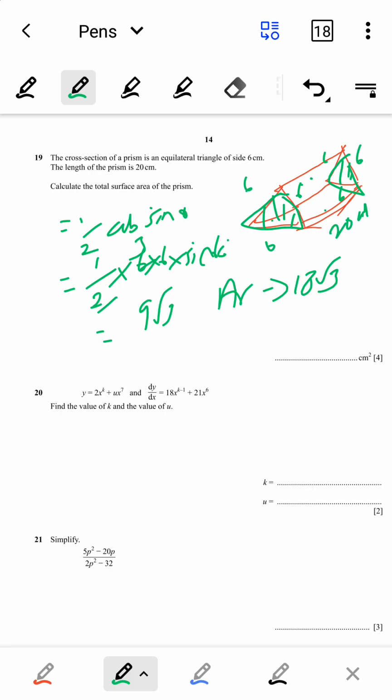So we know very well the area of a rectangle is L into B, 20 into 6 is 120, but there we have 3 rectangles. So the area of the rectangles, 3 times 120, will be 360. The total surface area, TSA, equals 360 plus 18 root 3.